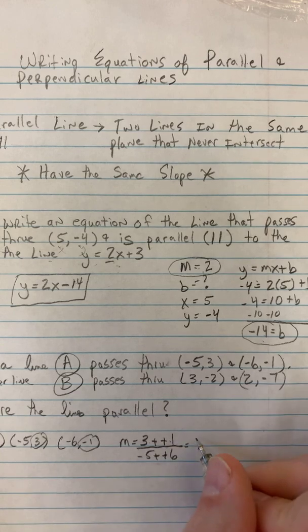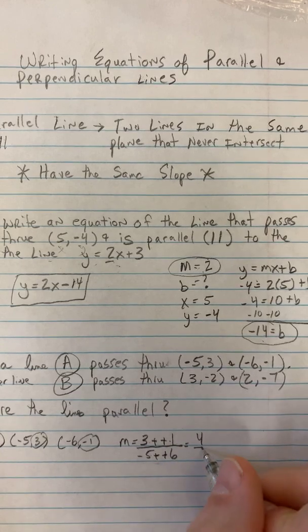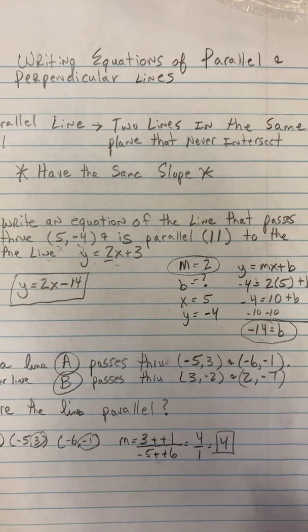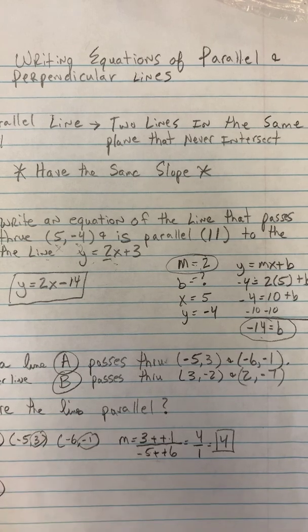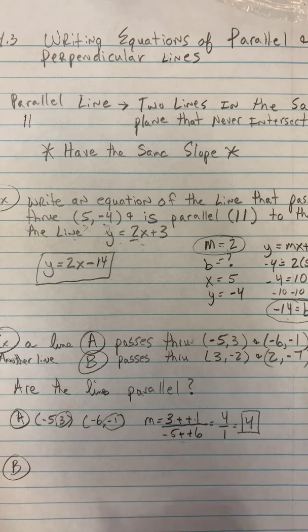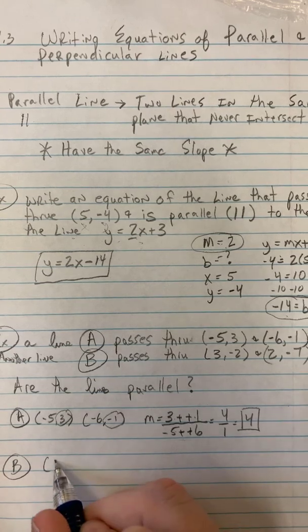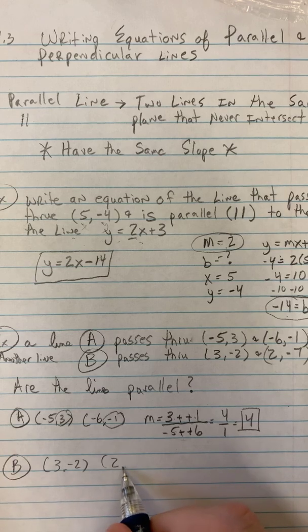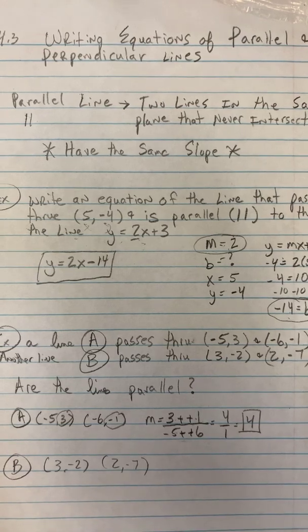3 plus 1 is 4. Negative 5 plus 6, 1. Leaves me with a slope of 4. If I get a slope of 4 for line B, I'll know that they're parallel because parallel lines have the same slope. So again, I have 3, negative 2. I have 2, negative 7.